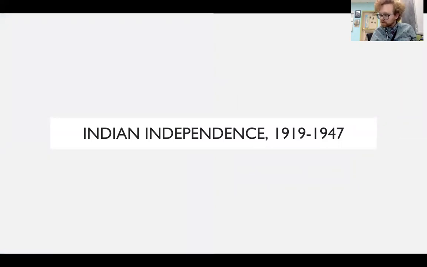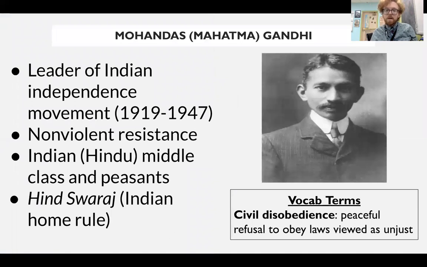We're going to first look at this figure right here, Mohandas or Mahatma Gandhi. Gandhi is going to be the primary leader for independence throughout the 1920s and up until independence in the 1940s. So we are going to see an Indian independence movement form around Gandhi. And Gandhi is very notable because of his insistence on non-violent resistance. He is in favor of civil disobedience. And we'll look at some examples of how Gandhi is encouraging resistance through non-violent means.